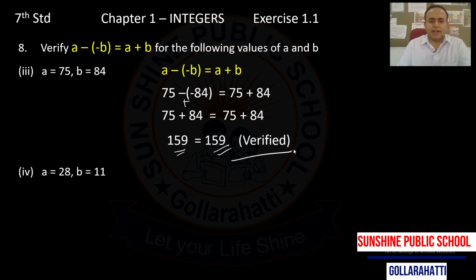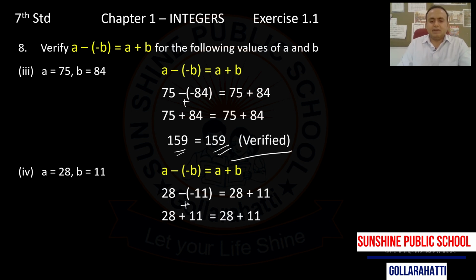Next question. A is equal to 28, b is equal to 11. So by replacing the values of a and b, 28 minus of minus 11 becomes plus, 28 plus 11 is equal to 28 plus 11, 39 is equal to 39. So it is also verified.